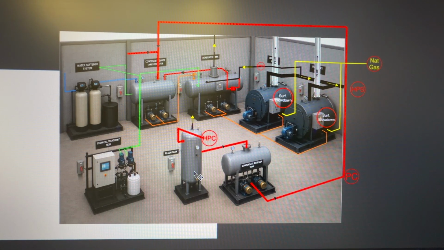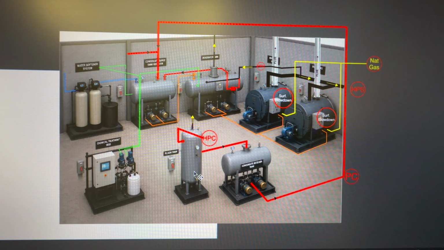Next is the flash tank. A flash tank, also called a flash vessel or blowdown flash tank, separates flash steam from high temperature condensate or boiler blowdown by reducing the pressure inside the vessel. When high pressure hot water or condensate enters the flash tank, the sudden pressure drop causes a portion of the water to instantly vaporize into low pressure steam.